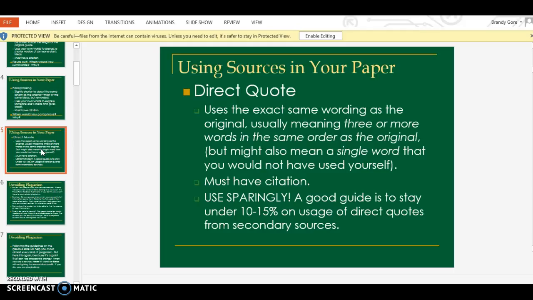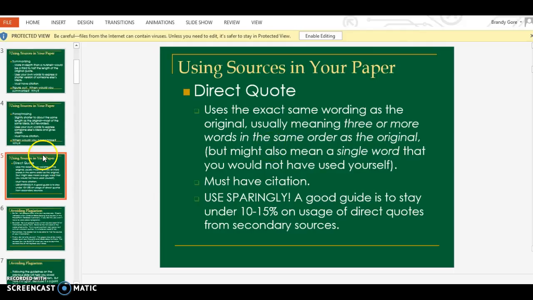Take it, and listen to the information here, the guidance. You want to use direct quotes sparingly, so don't just fill up your paper with somebody else's words. I don't want to see that. I want to see your words. So ideally, you would have at least one source per body paragraph, right? Because this is a research-based argument.